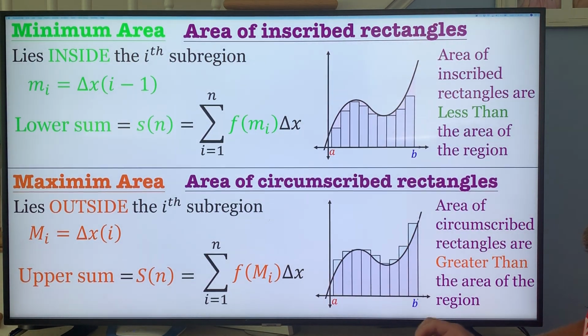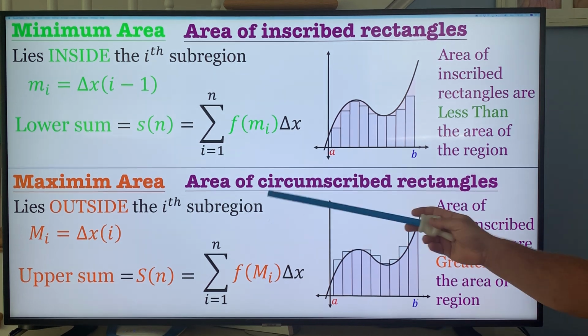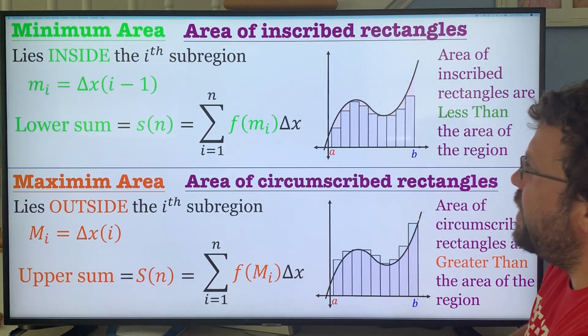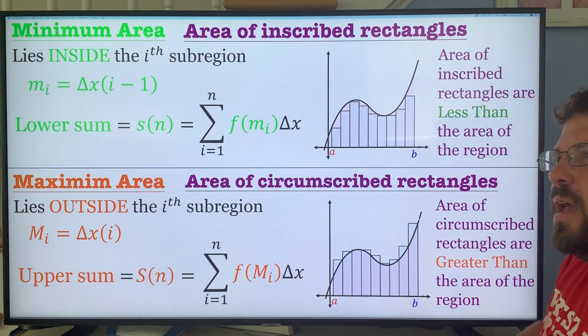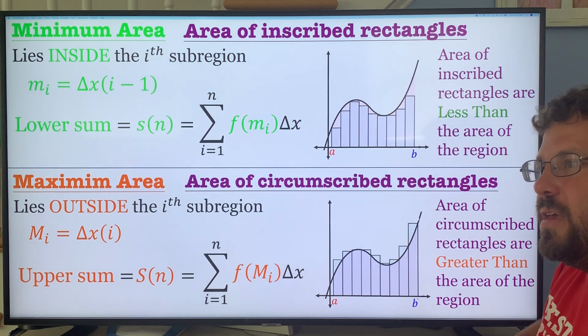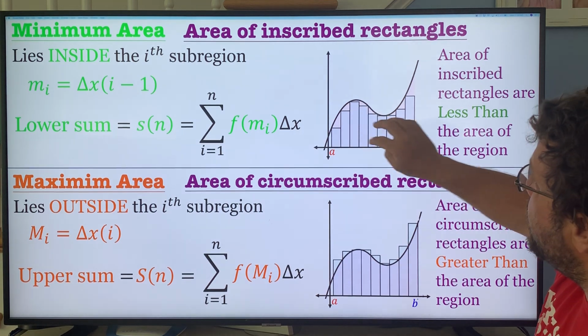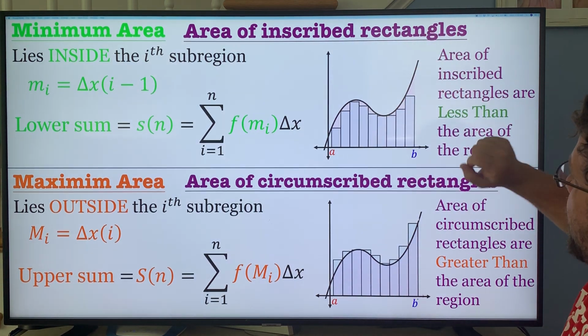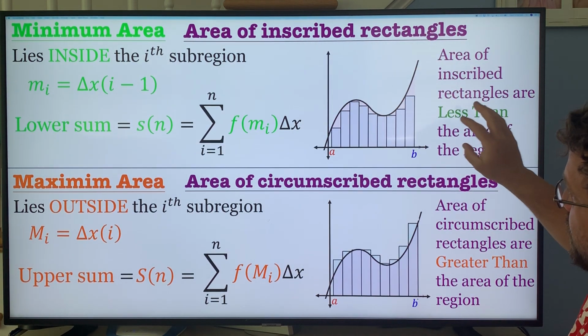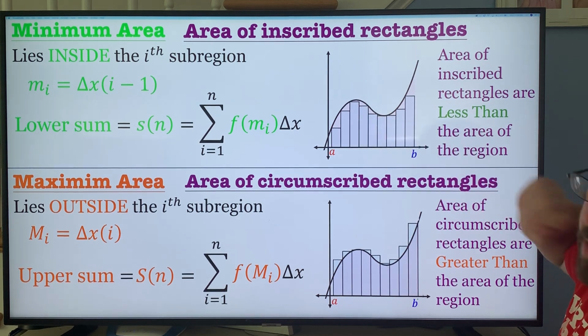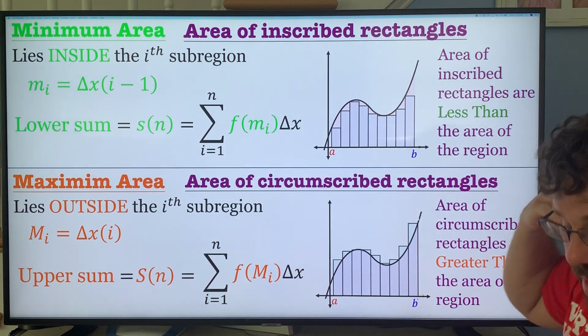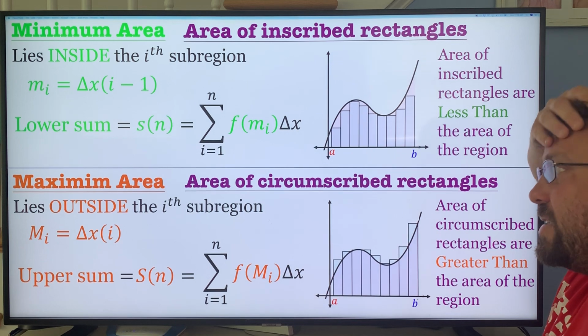The first set of problems is minimum area, maximum area. Maximum is easier to find, but when you find the minimum area, what you want to do is find the total area of all the rectangles under a curve that are inscribed. Inscribed is going to be less than the actual region. So all these little shaded parts here, you're going to miss out on. So you'll have an estimate of the answer, but you won't have the exact answer.